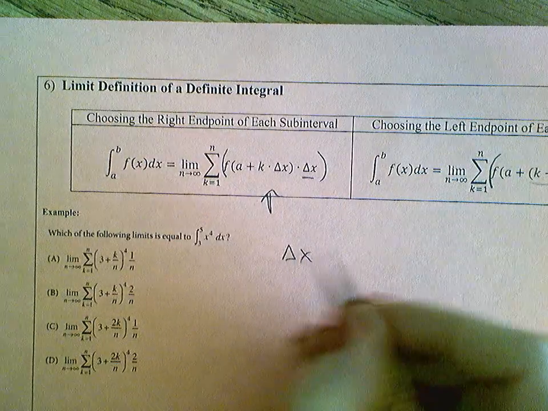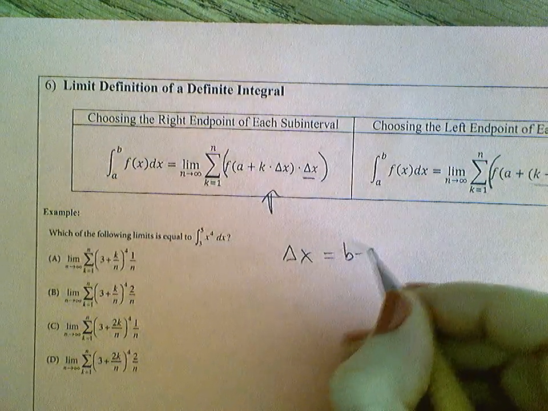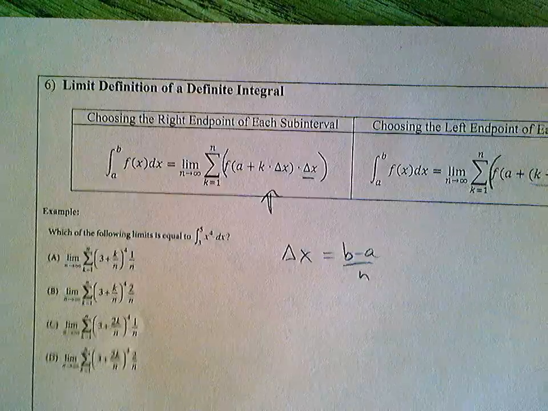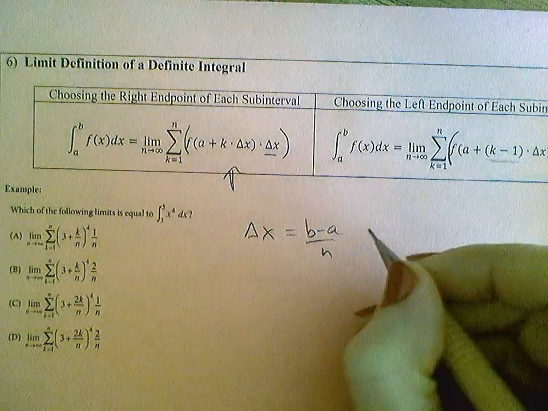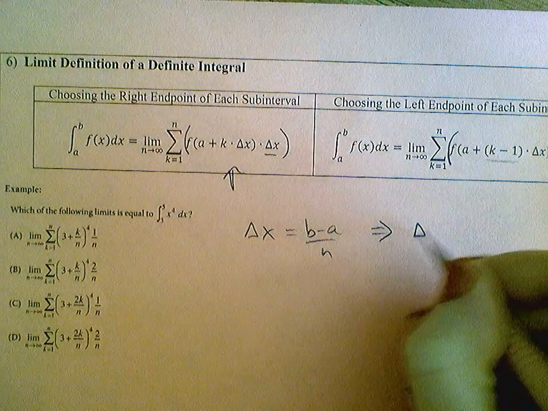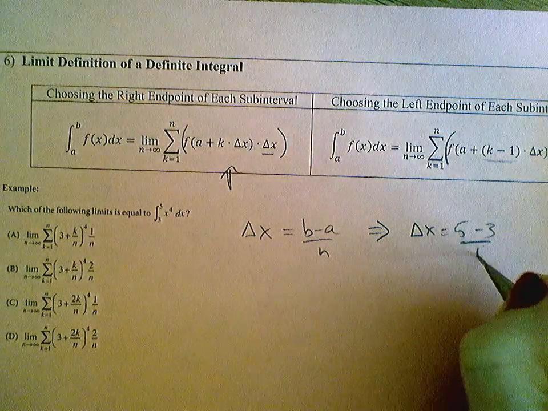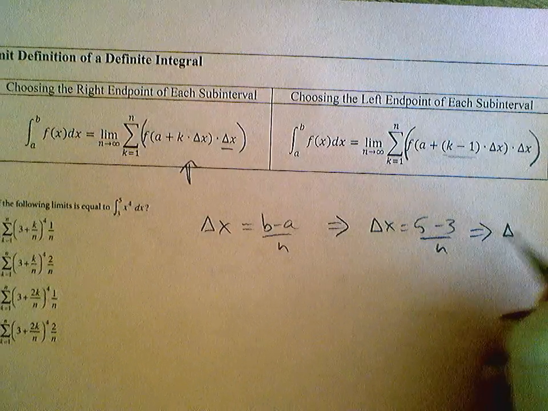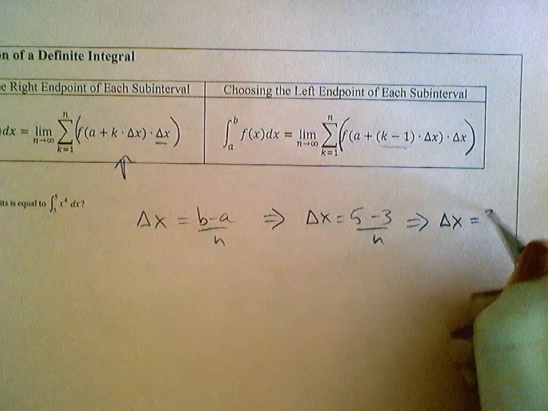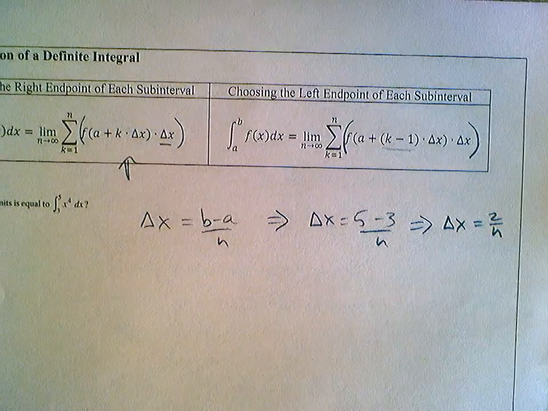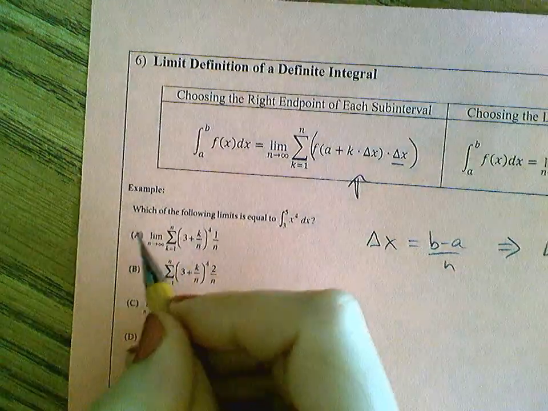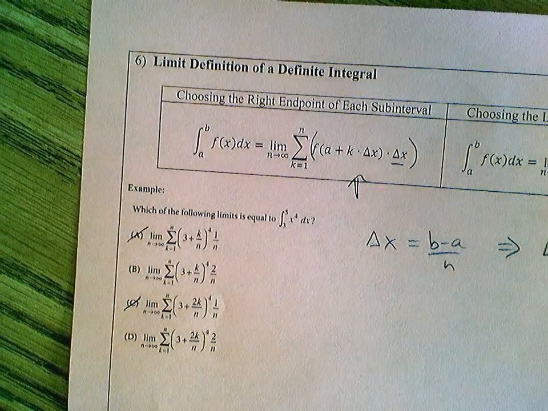So delta x is always b minus a over n, all right? And in this case, that'd be 5 minus 3 over n. So we've got delta x is 2 over n. So that is going to allow us to cross off a and c.